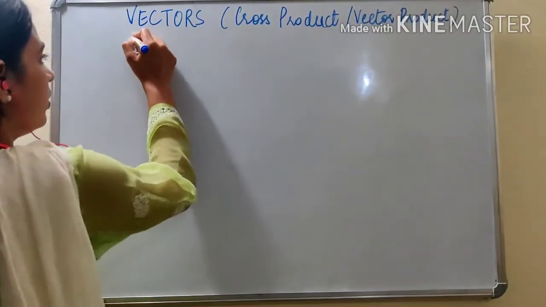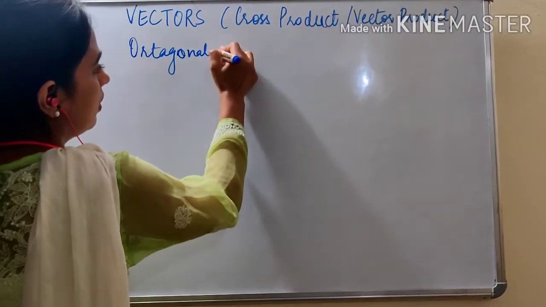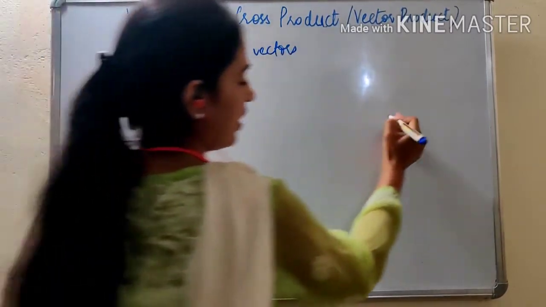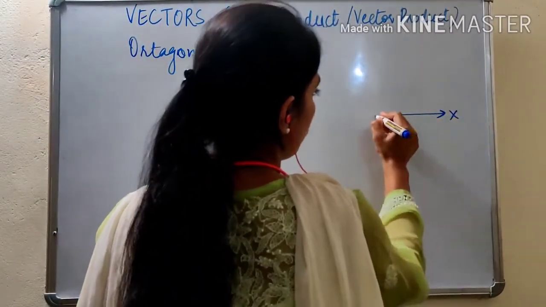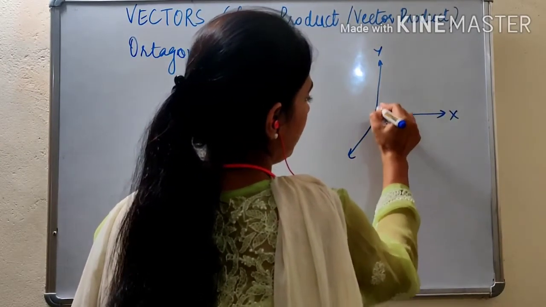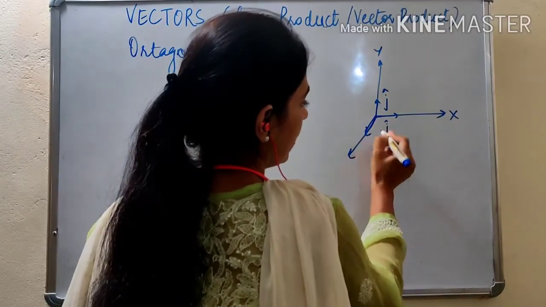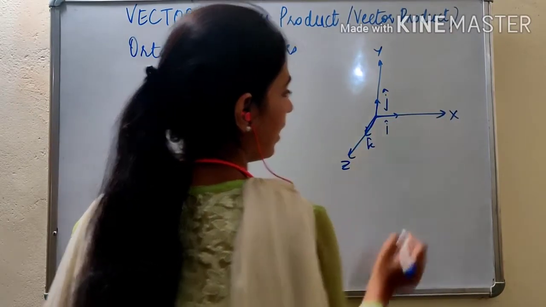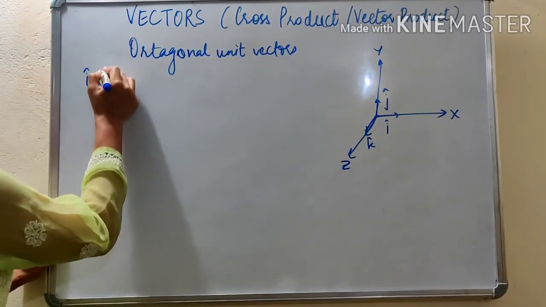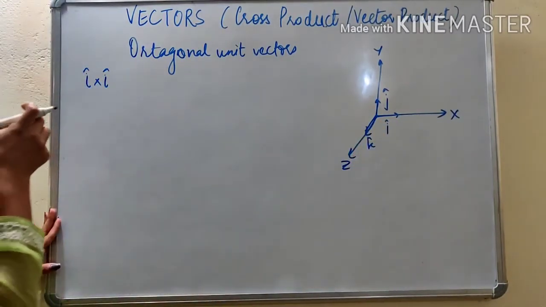So orthogonal unit vectors, you've already studied, are the unit vectors in the positive x, y and z directions. What is the unit vector in the positive x direction? That is i cap. The unit vector in the positive y direction is j cap, and the unit vector in the positive z direction is k cap. If I ask you to find i cap cross i cap, what is it?